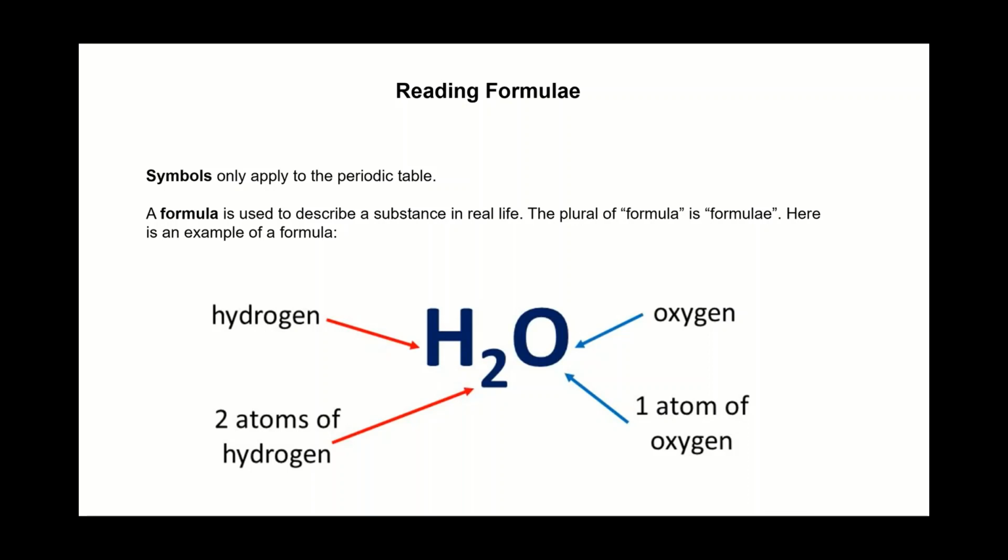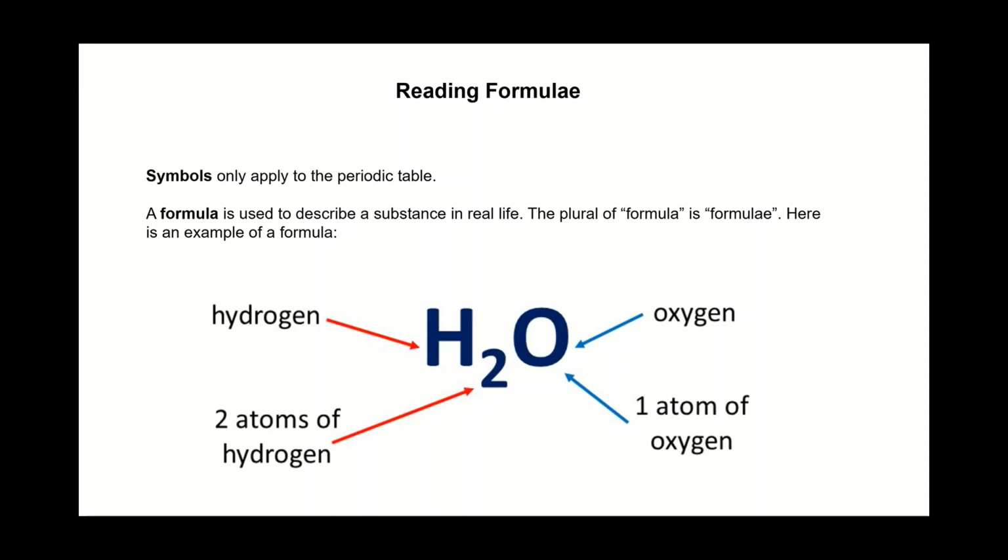Here is an example of a formula. So H2O, obviously water. Notice that we've got a capital H and a capital O for hydrogen and oxygen respectively, and there's a subscript 2. Now the word subscript means that it sits below the line. This formula tells us that H2O contains 2 hydrogen atoms and 1 oxygen atom.